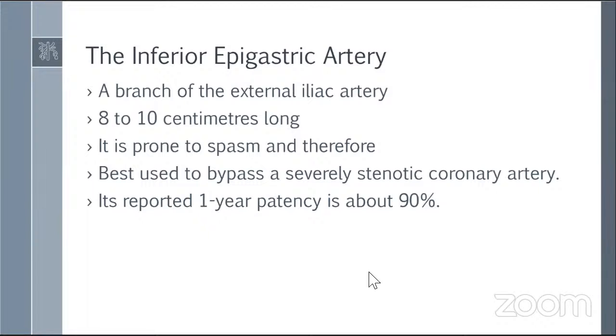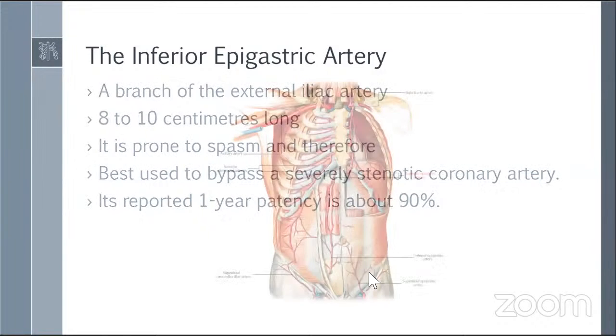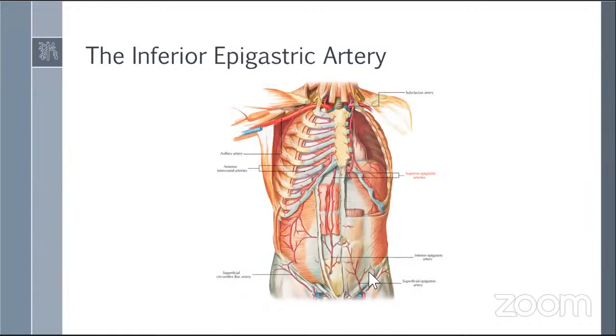The reported 1-year patency is about 90%. These last two arteries are rarely used because it is very difficult to harvest them and morbid, because it's an extra incision and it can also prolong the procedure. This is also a depiction of the anatomy of the inferior epigastric artery.